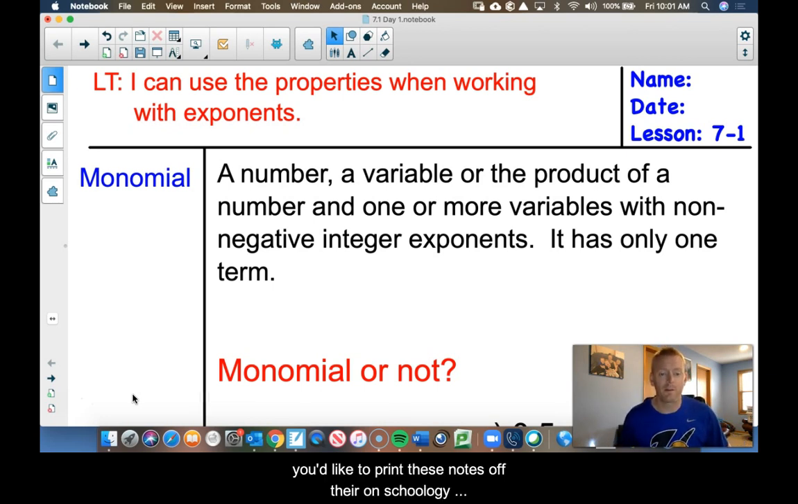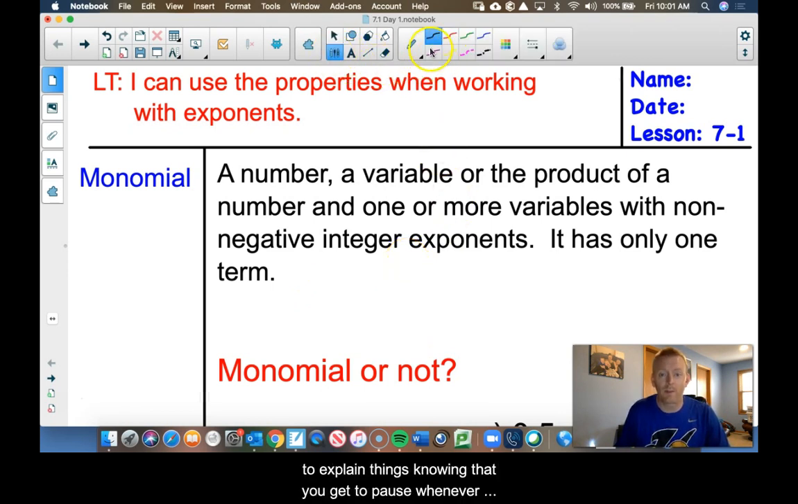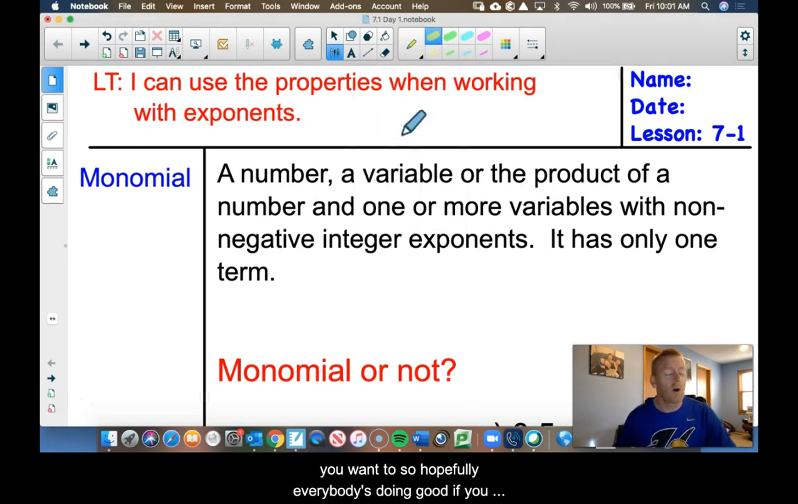If you'd like to print these notes off, they're on Schoology attached to the same spot that you're finding this video. So if you wanted to print them so that you didn't have to write all this stuff down, you could, and then you would just do the math with me. So I'm going to go through this fairly quickly and do my best to explain things, knowing that you get to pause whenever you want to.